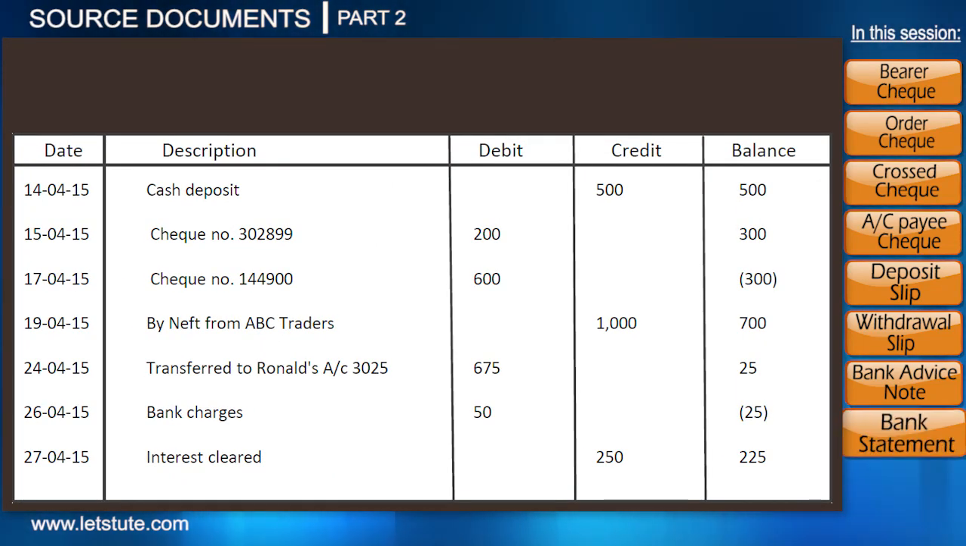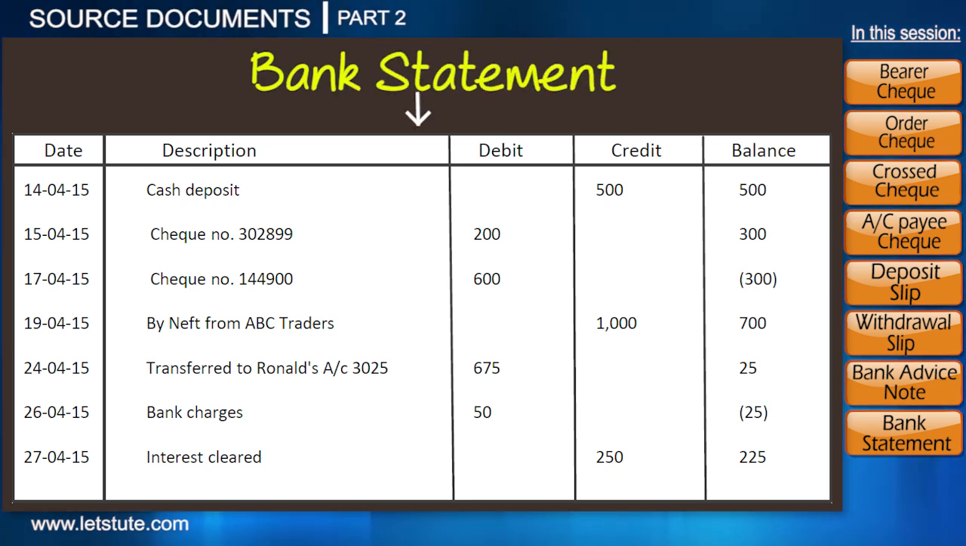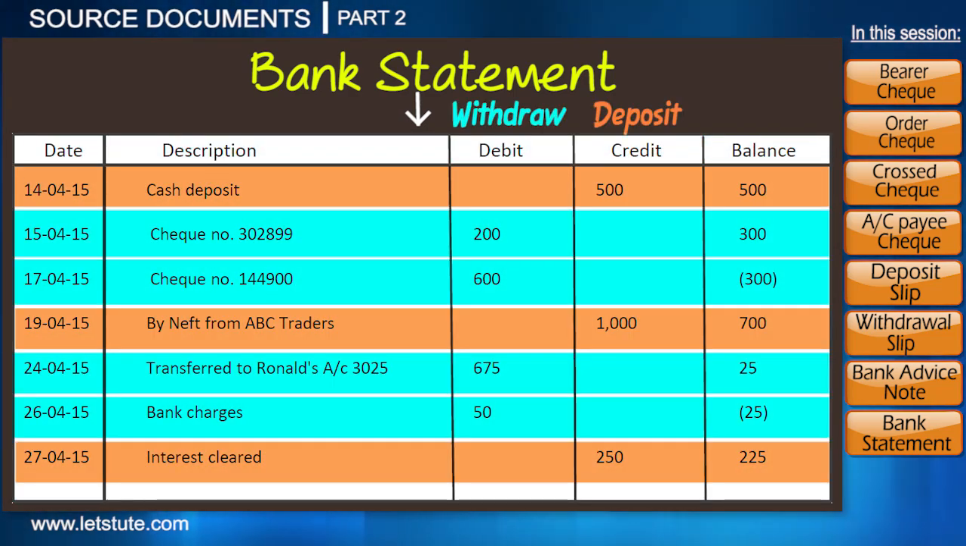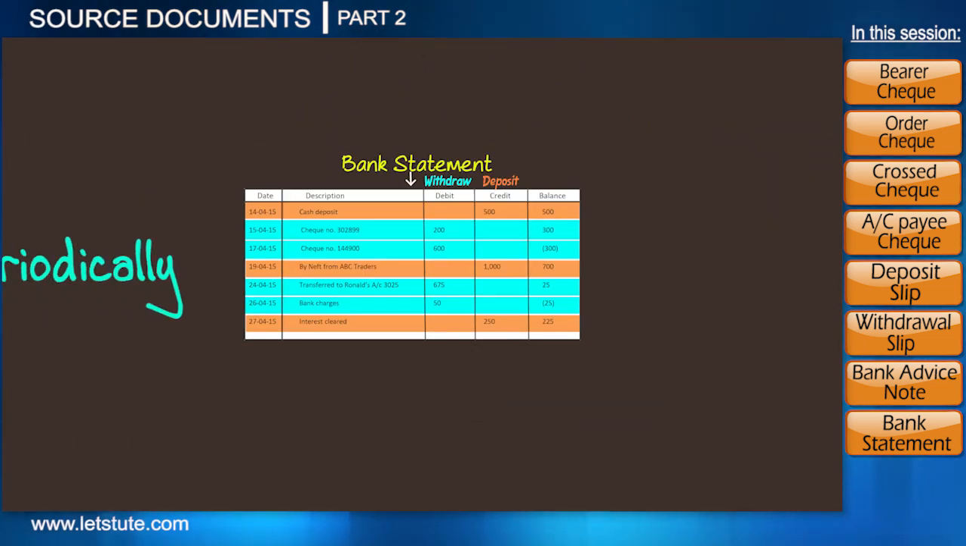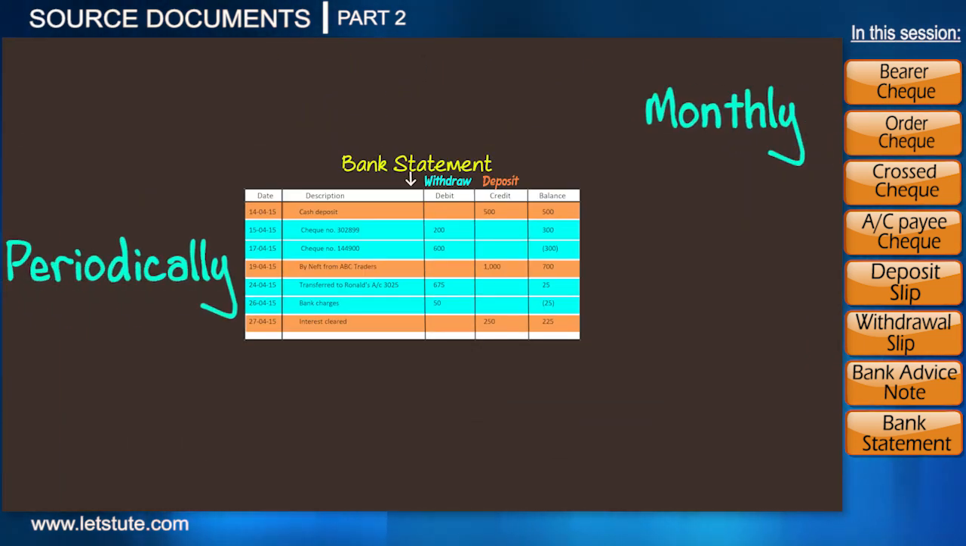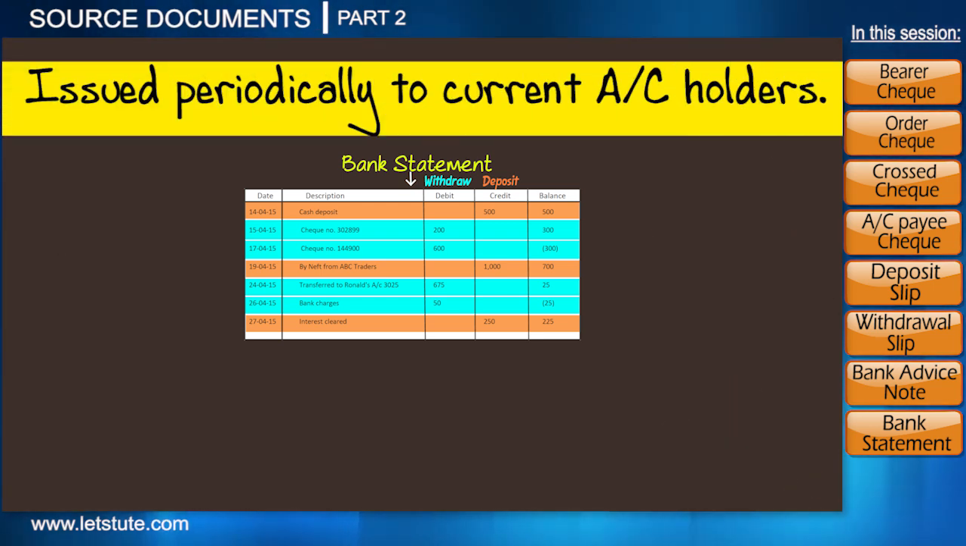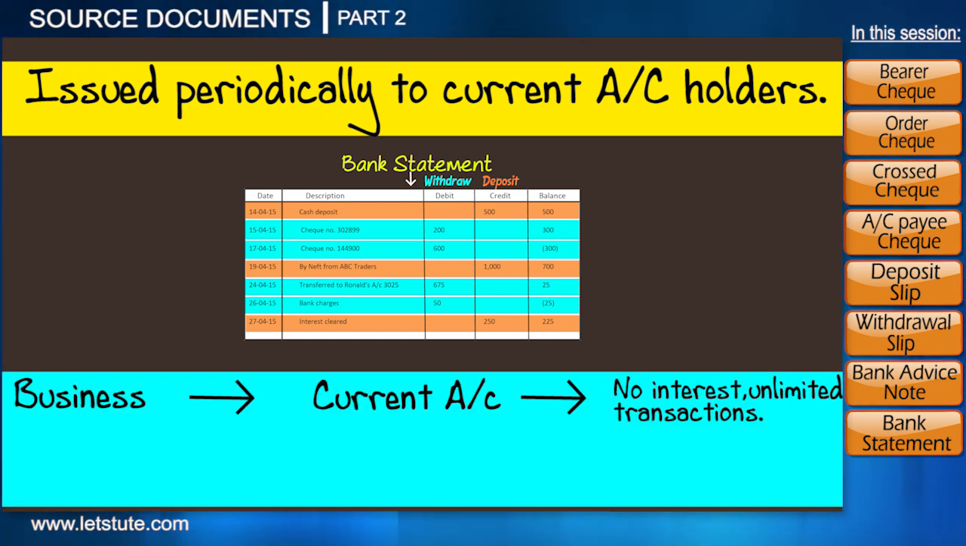This is a bank statement. A bank statement is a printed record of the balance in a bank account and the amounts that have been paid into it and withdrawn from it. It is generally issued periodically, monthly, quarterly, six-monthly, to the account holder. Normally, a current account holder. Now, Daniel has a business, so he has a current account with his bank.